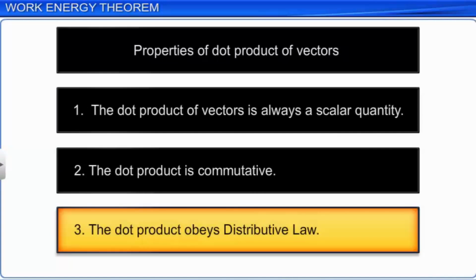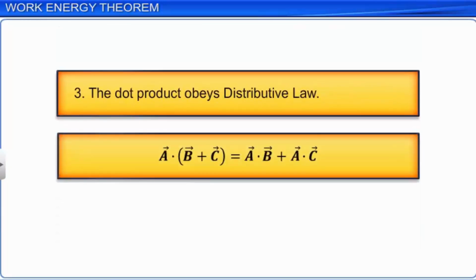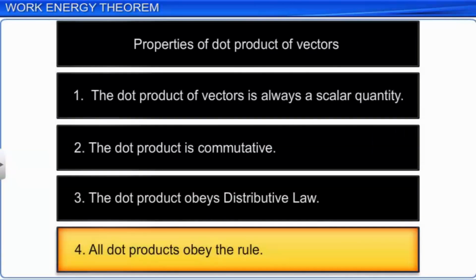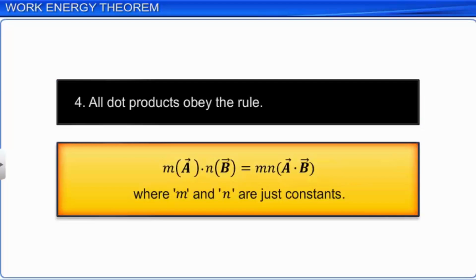The dot product obeys the distributive law. So, A dot (B plus C) is equal to A dot B plus A dot C. All dot products obey the rule (m times A) dot (n times B) is equal to mn times (A dot B), where m and n are just constants.